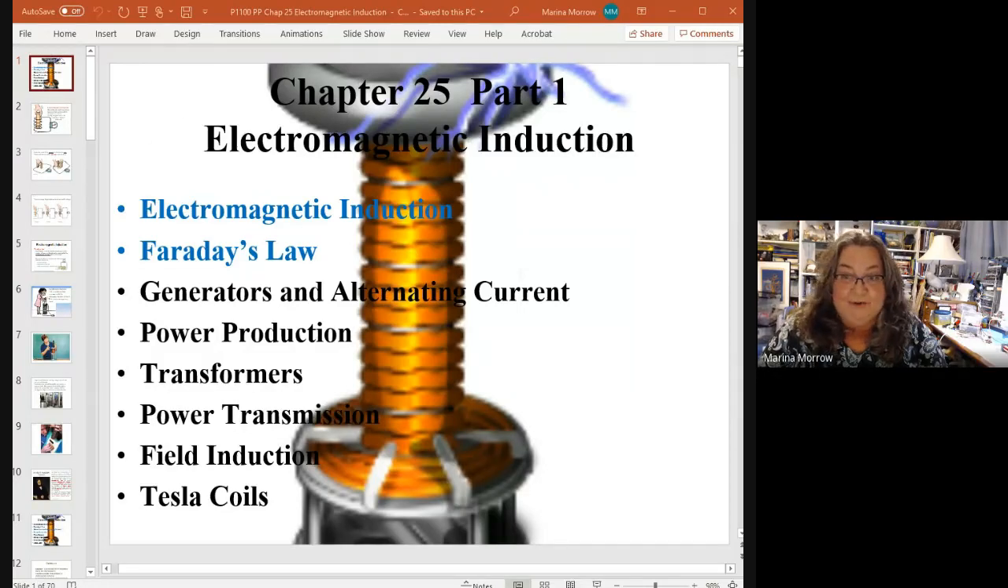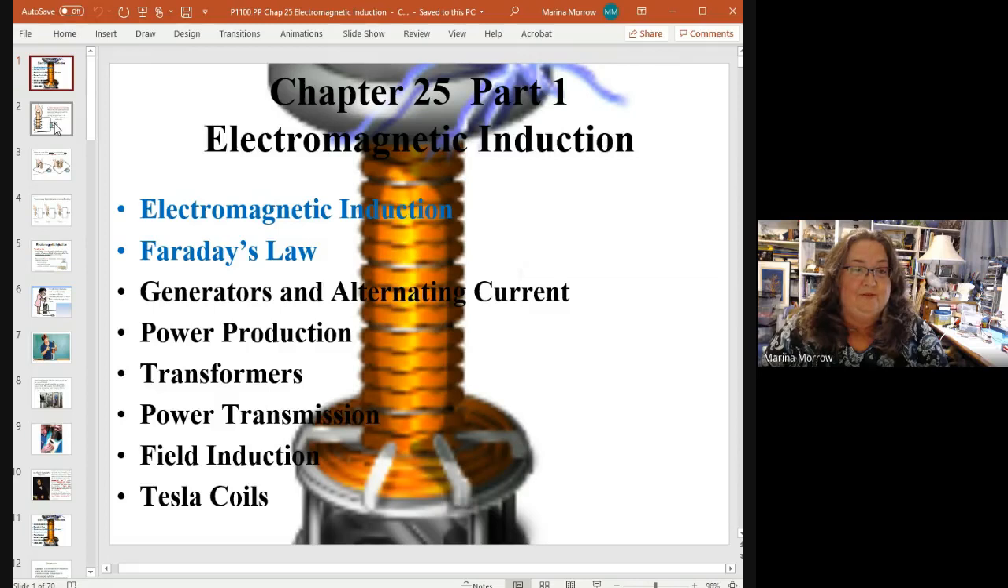Right, in chapter 25, what we're looking at is electromagnetic induction. We'll be talking about how generators work. Now, the first part, we're going to look at just electromagnetic induction, which is called Faraday's law.